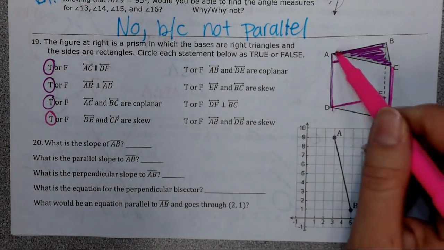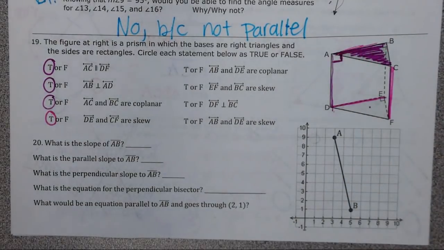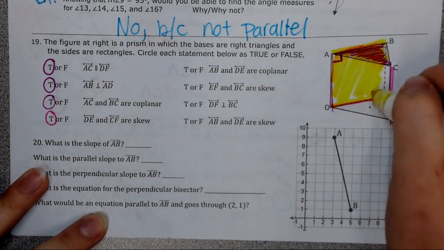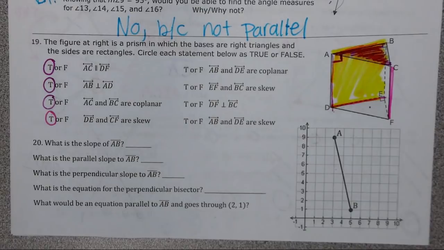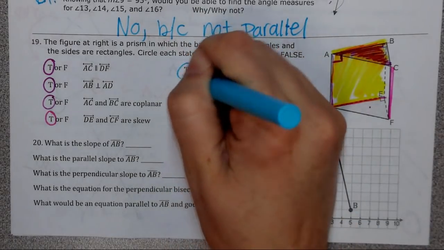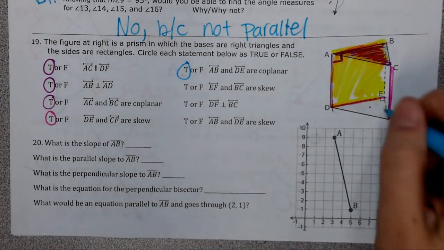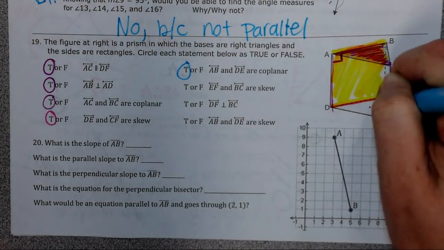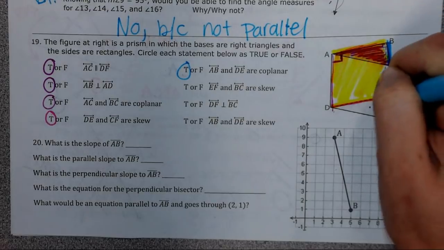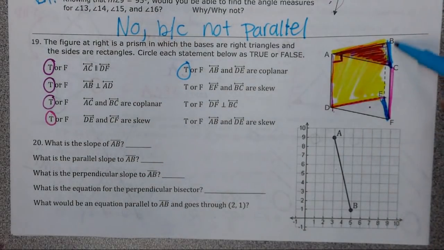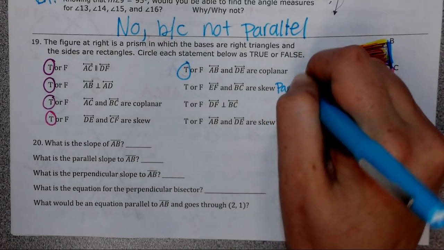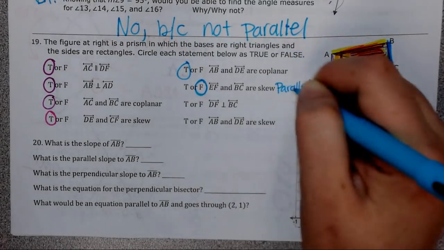Next, AB and DE are coplanar. Coplanar means on the same plane. These are both on this plane back here. So that's true. Okay. EF and BC are skew. Here's EF. Here's BC. These are going the same direction, which means that they're parallel, not skew. This is false.